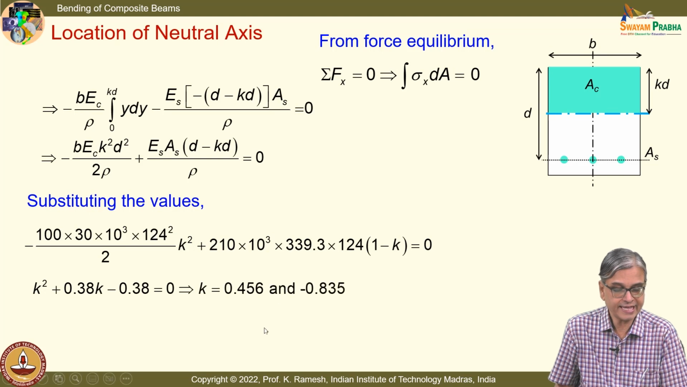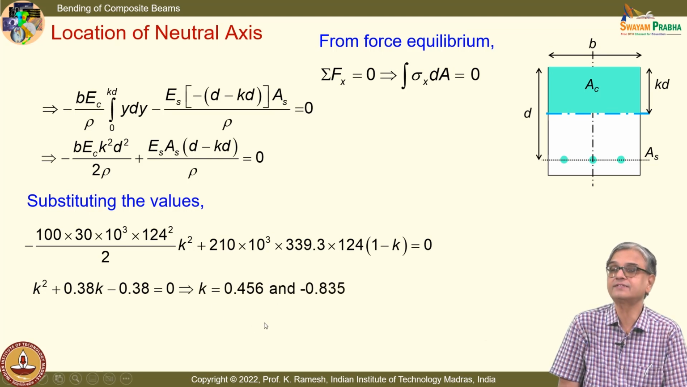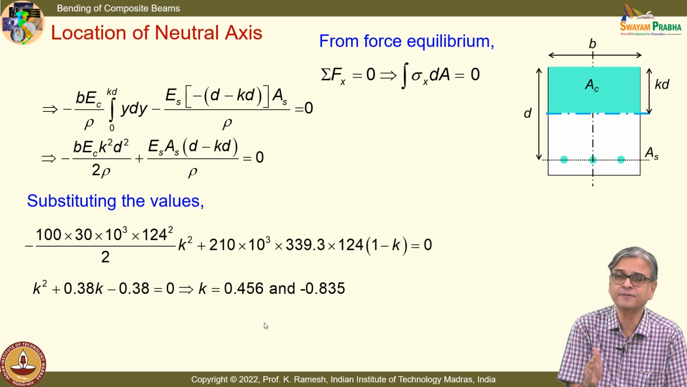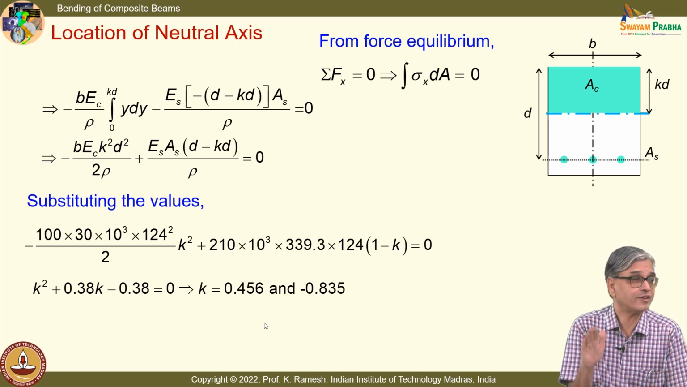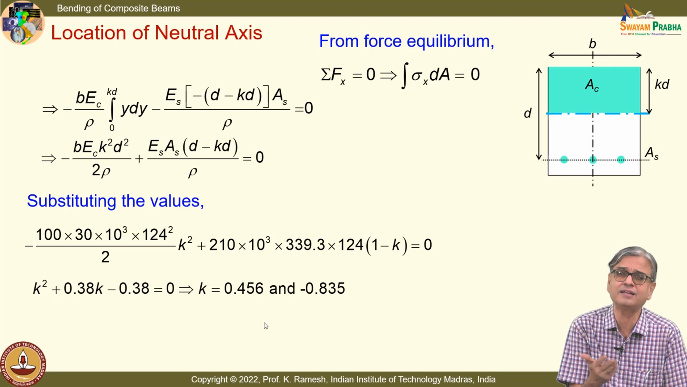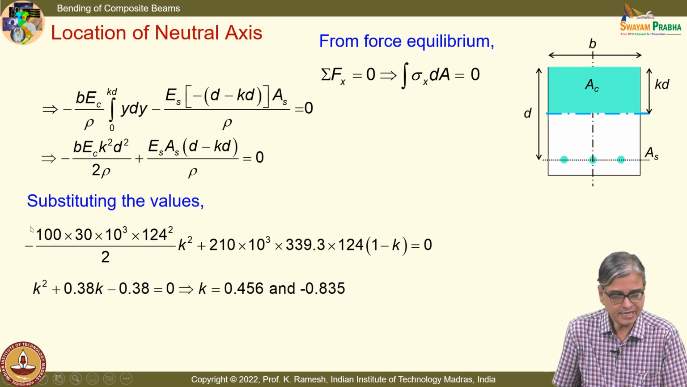So, I get this k as 0.456. If you have to locate the neutral surface, you go and solve the force equilibrium. You have to satisfy the force equilibrium to get the neutral surface. Once you have calculated that, the rest of it is simple calculation. See, from here I can also use curvature and find out what the stresses are.